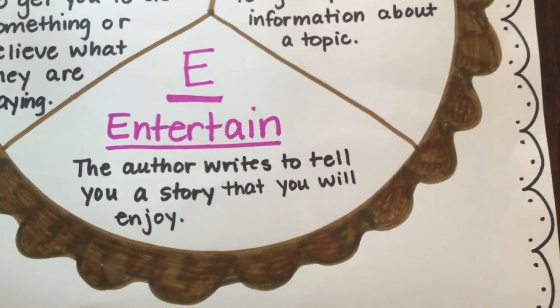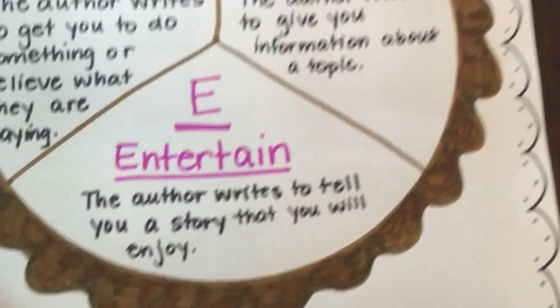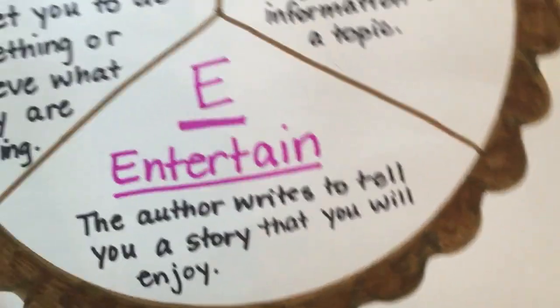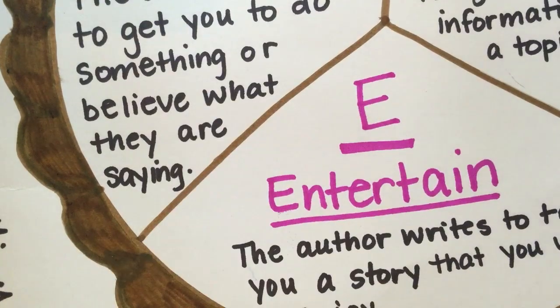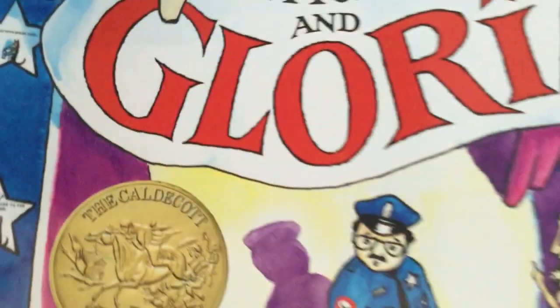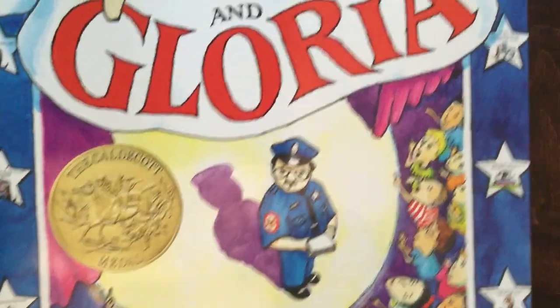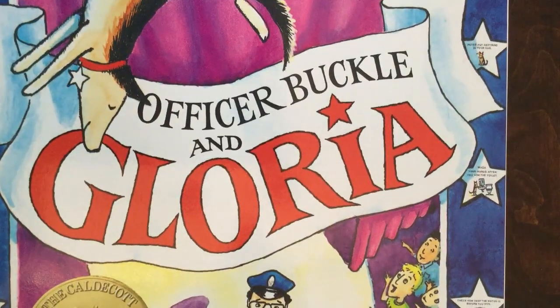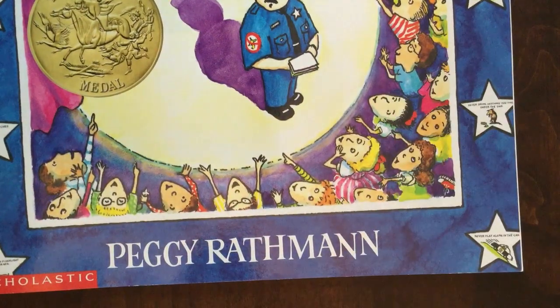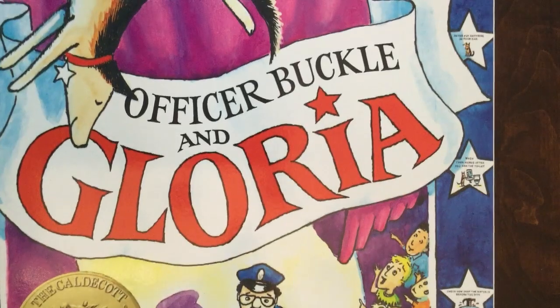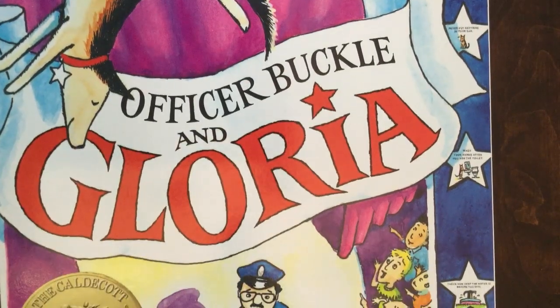We have the I, which is inform, where the author is trying to give you information about a topic. And then we have E, entertain, where the author writes a book to tell you a story that you will just enjoy. So yesterday we read Officer Buckle and Gloria, and I asked you at the beginning to think about why that author wrote this book. Was it to persuade, inform, or entertain? I hope you thought it was to entertain. It was just a fun story that the author thought you would enjoy.